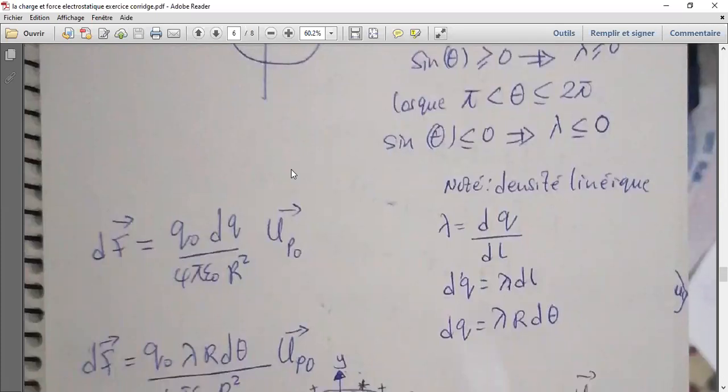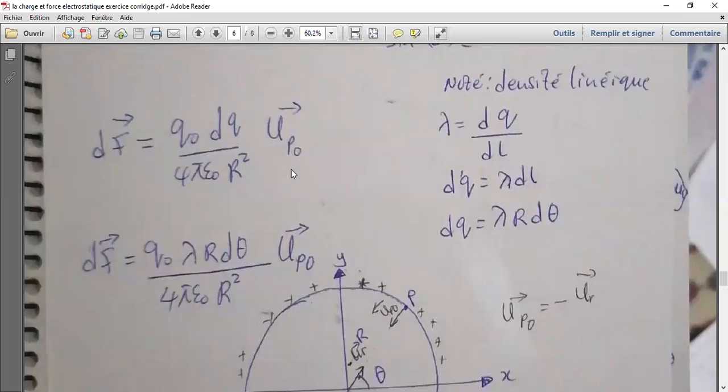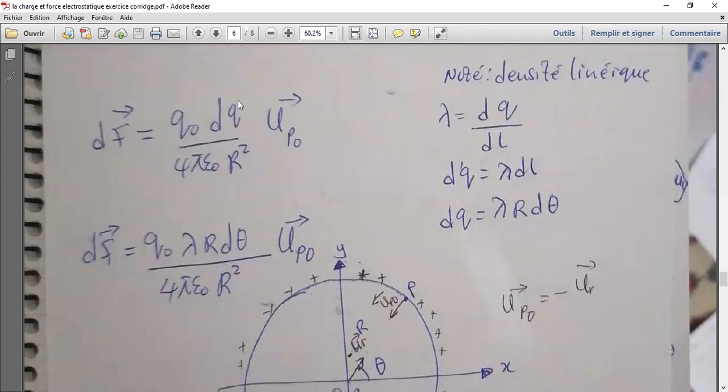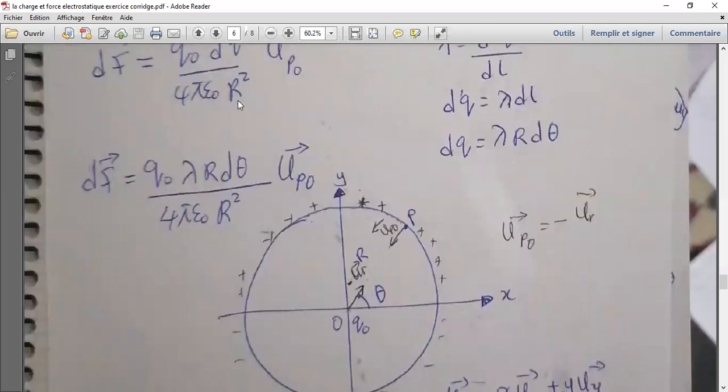Yes, thank you. So basically, if you know polar coordinates and cylindrical coordinates, you won't have any difficulties here. Now we have replaced our dq, so our dq is equal to lambda r d theta. You have done the replacing. After you have done the replacing, there is another step which you have to do.